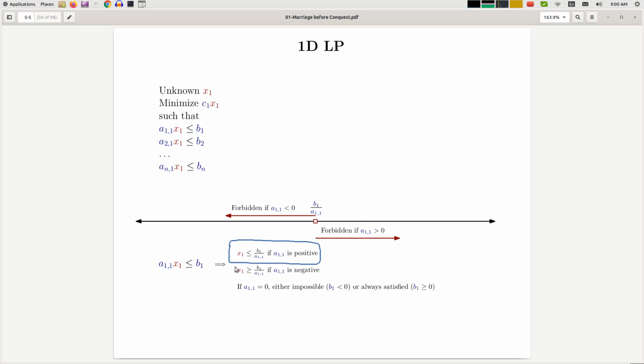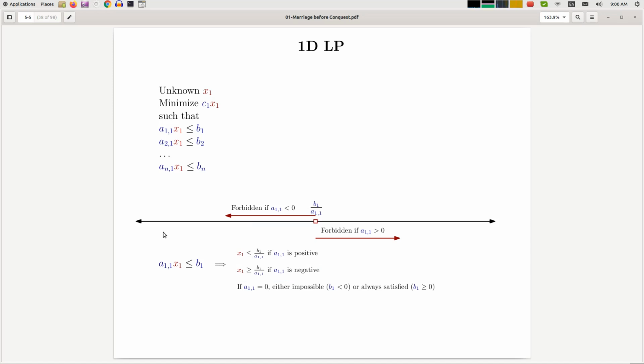On the other hand, if I had this other case, then this inequality will forbid the other half. It would forbid this side because it says x1 should be bigger. So x1 should be here, that means that side is forbidden. But that's only the effect of considering one inequality.